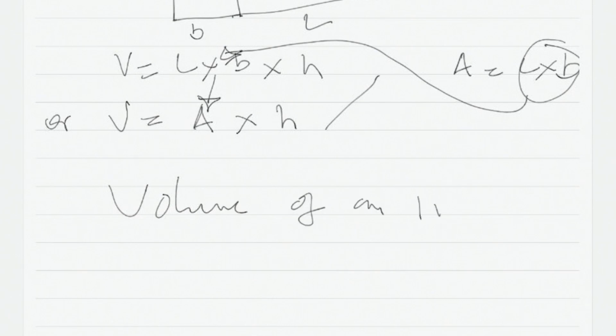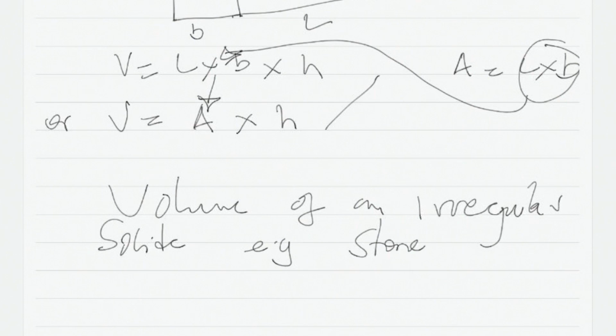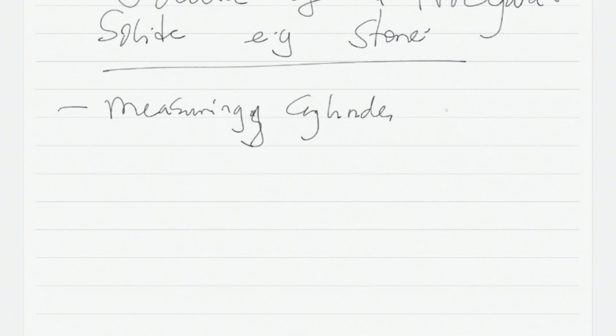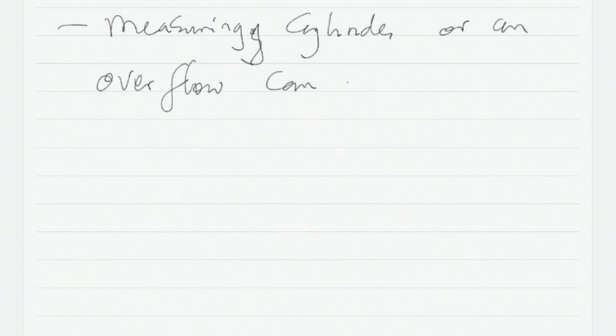Volume of an irregular solid, e.g. a stone. This one is found using a measuring cylinder, or an overflow can.